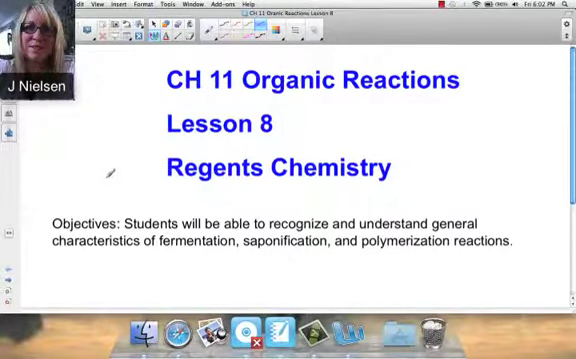Okay, this is Chapter 11, Organic Reactions, Lesson 8, and this is the very last lesson in organic chemistry. In the last lesson, we talked about combustion reaction, addition, substitution, and esterification. In today's lesson, we'll finish up with a discussion on fermentation, saponification, and two different types of polymerization reactions. And then we'll get ready to do our last unit on nuclear, and we will do some review. There will be a review video posted this weekend that's review session 2, so be on the lookout for that.